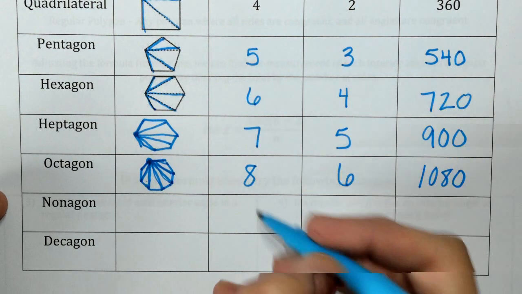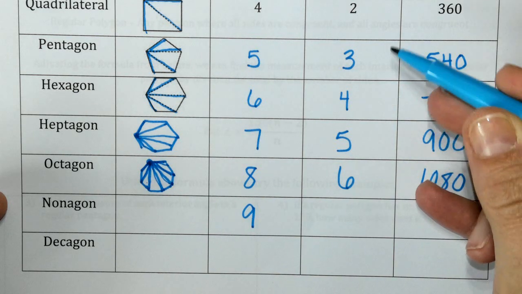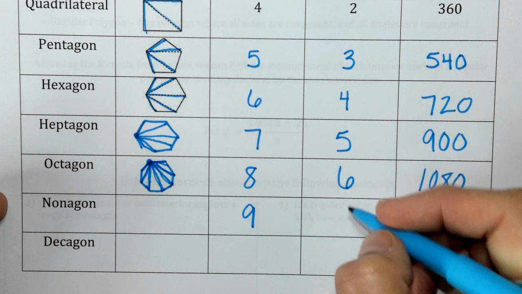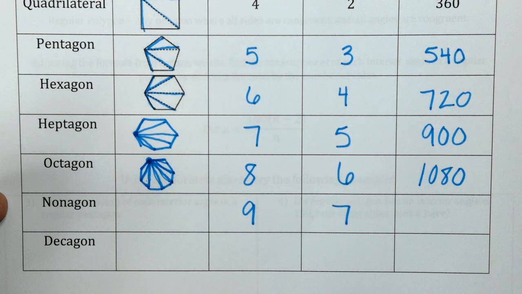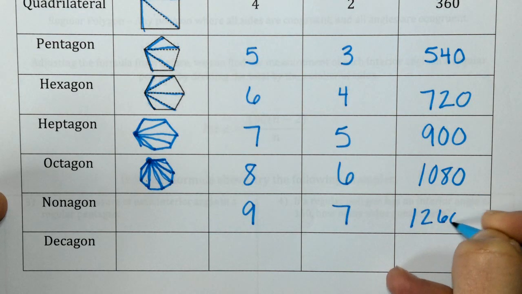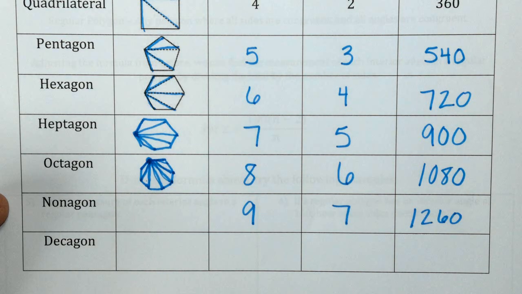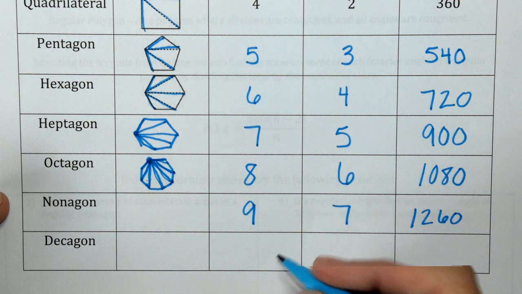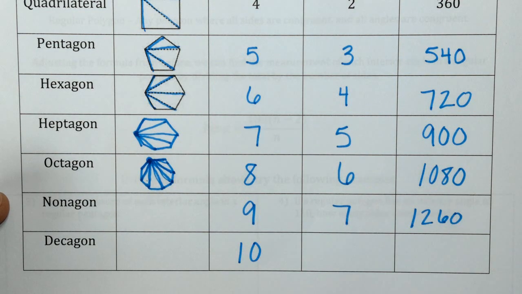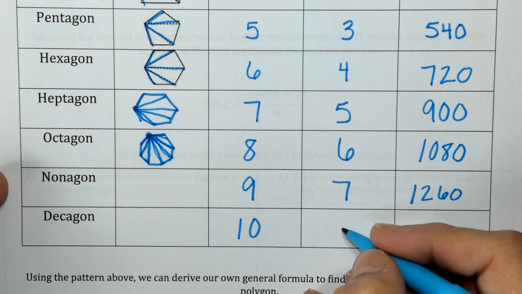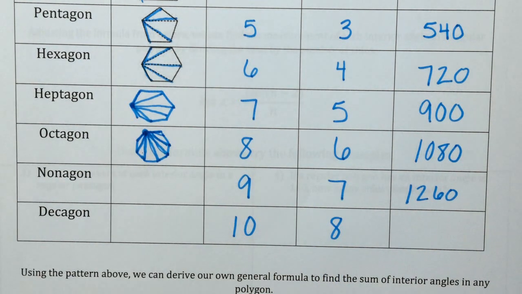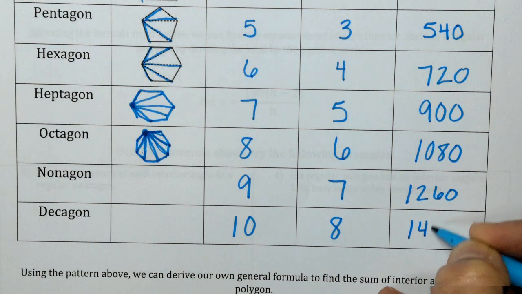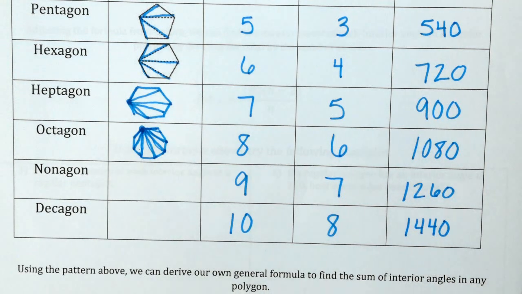Your nonagon, we're going to have 9 sides. As you can see with the number of triangles, it keeps increasing by 1. So we're going to end up with 7 triangles drawn inside. Your angle measurements are going to be 1,260. All the angles added together, interior angles. Your decagon is going to be a 10-sided figure. If you follow that pattern, we're going to have 8 triangles. The number of triangles is also going to be 2 less than the number of sides, which is going to come in handy here in a minute. And you're going to wind up with 1,440 degrees as all 10 angles added together, whether they're congruent or not.